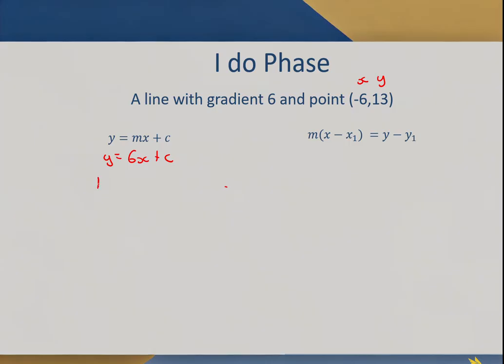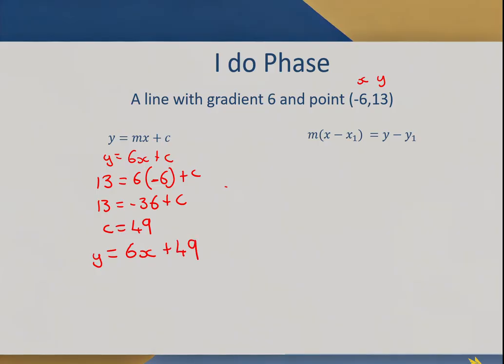So y is 13, equals 6 times negative 6 plus c. 6 times negative 6 is negative 36. The next part is I need to get negative 36 away, so I'm going to add it to both sides. That gets me c is equal to 49. I can rewrite my equation. I know my m is 6, and I know my c is 49.